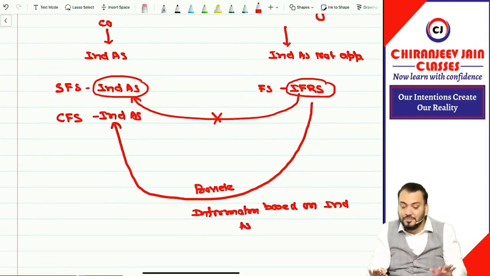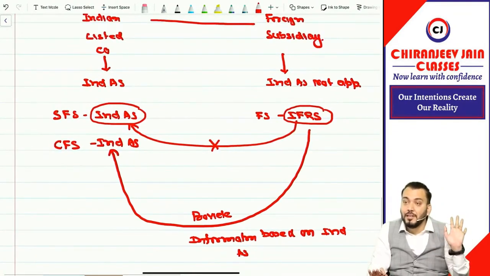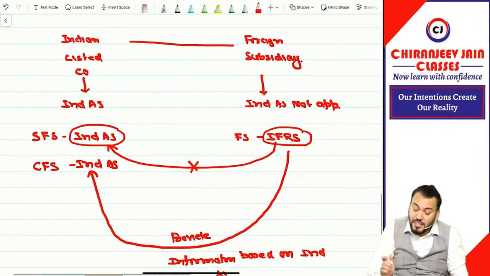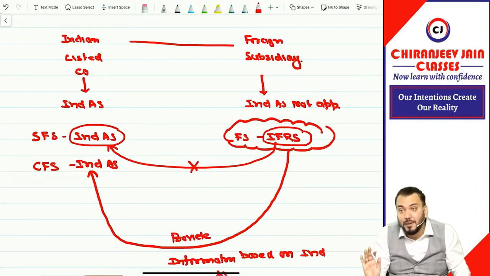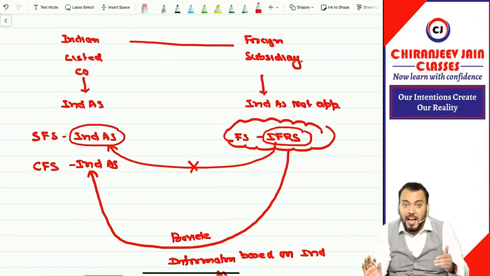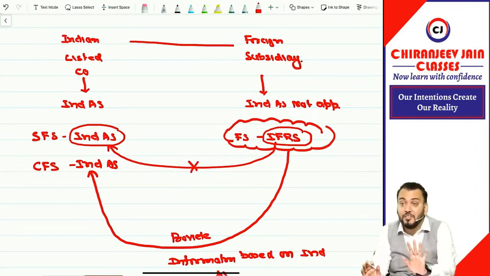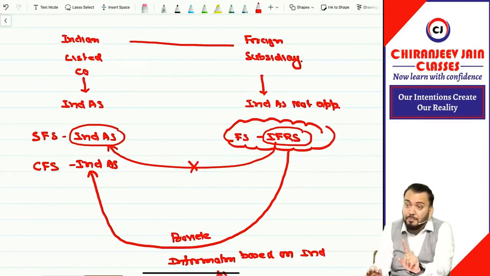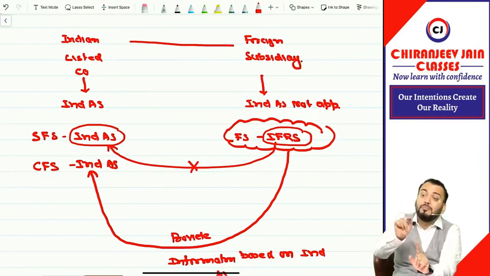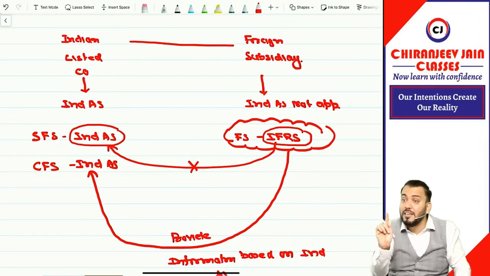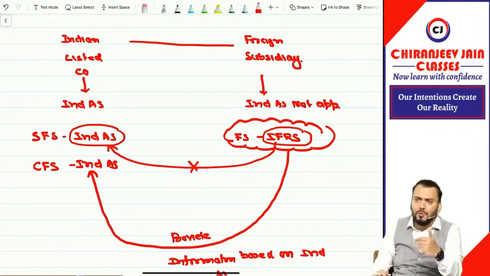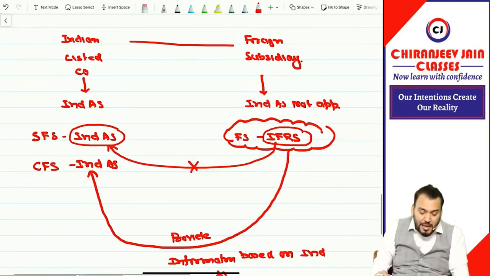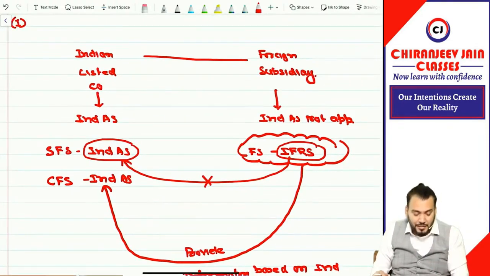Have you understood this point? Means what I want to say, for reporting purposes they are preparing their financial statements based on their applicability. Means if IFRS is applicable, they will apply IFRS. Only for consolidation purposes, they will provide information based on what? Ind AS. But they are not preparing financial statements based on Ind AS. I hope you are able to follow what I am saying. Have you understood this point? Correct.